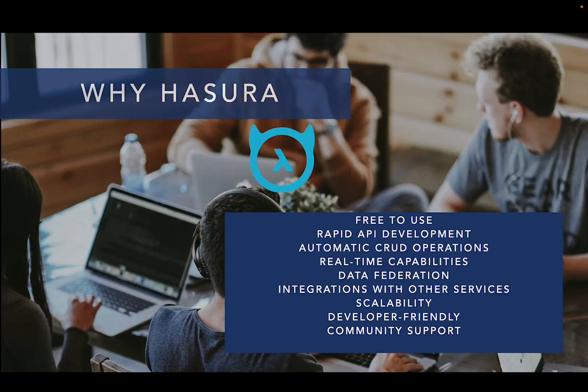Scalability. Hasura is certainly designed for scalability. You can add more instances as your application grows, ensuring it can handle increased load. So when your application is blowing up, you can handle it like a boss with something like Kubernetes in production. Hasura is also developer friendly. It's a lot of fun to work with. Hasura provides a web-based console for easy API management, schema exploration, and query testing.